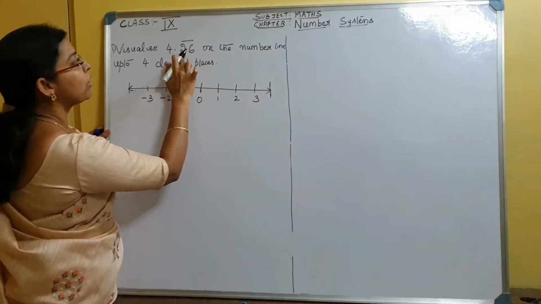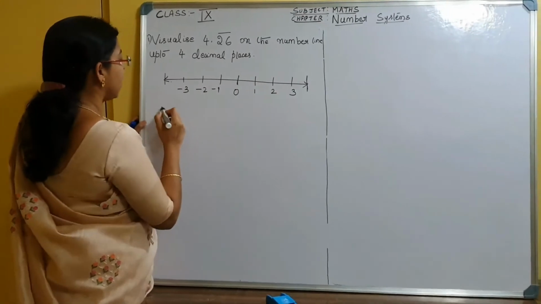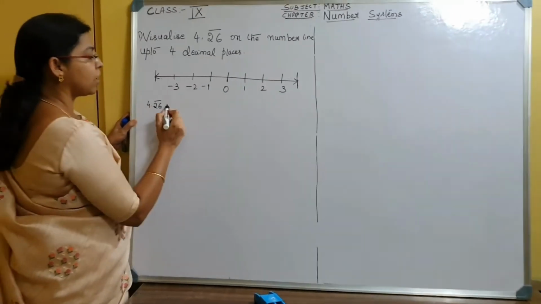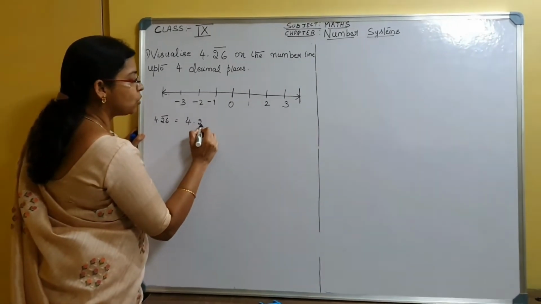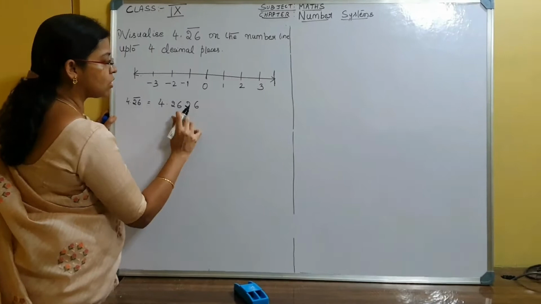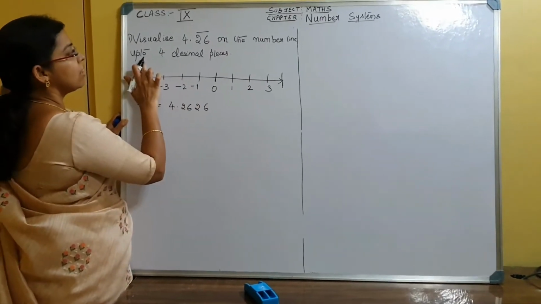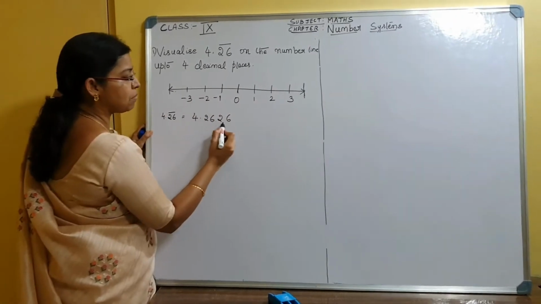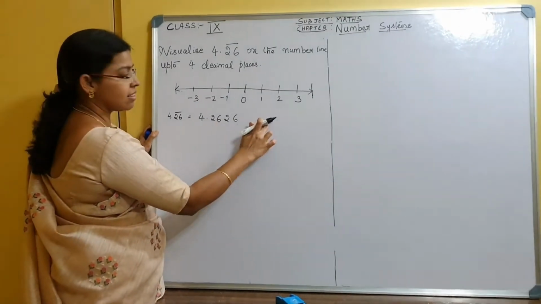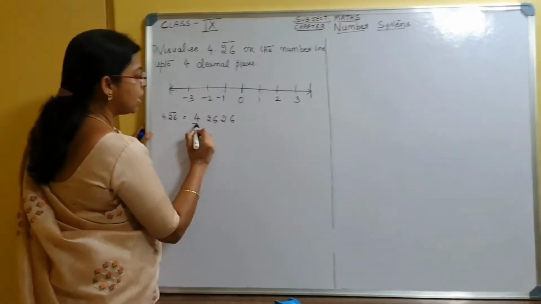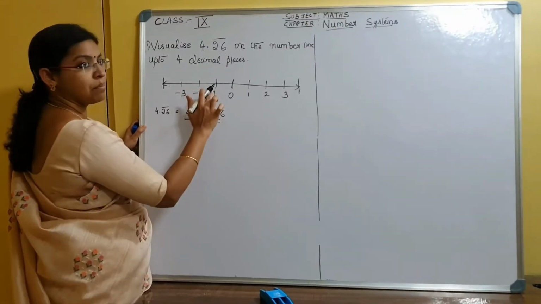Now, 4.26 bar can be written as 4.2626. Two digits are recurring, so 4.2626, and then how many decimal places? We need 4 decimal places. So we will not take the next digits. We will take only the 4 digits after the decimal point. So we need to represent this number on the number line.